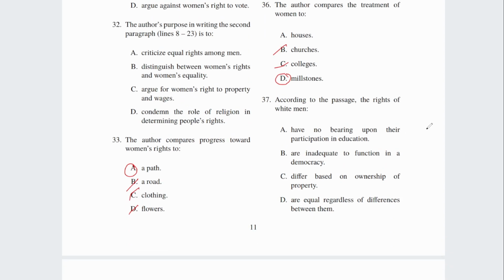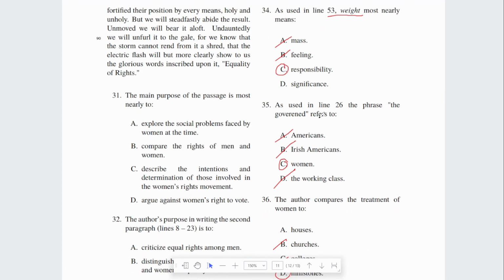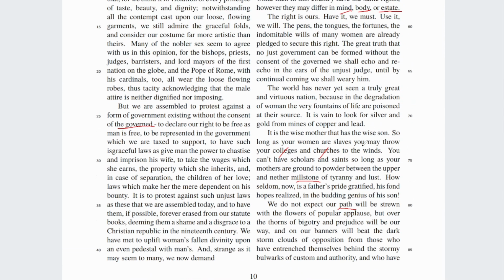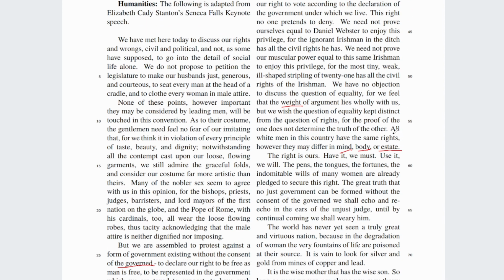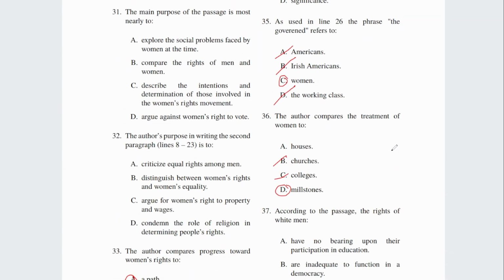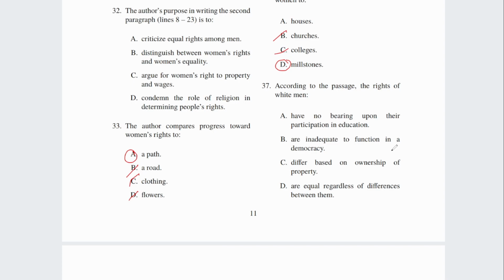Moving on to the next detailed question: the rights of white men have no bearing on their participation in education, are inadequate to function in a democracy, differ depending on ownership of property, or are equal regardless of differences between them. If we remember from our little aside, when we were discussing what it means to be the governed, and how we're not discussing anything about class or race or ancestry or nationality, we remembered that all white men in this country have the same rights, however they may differ in mind, body, or estate. So we've already seen this before. We already remember where to look back.